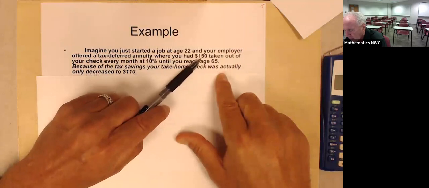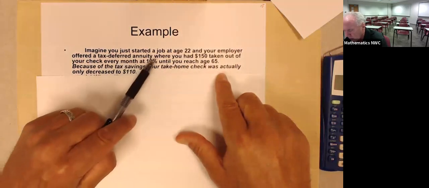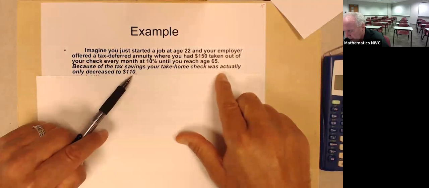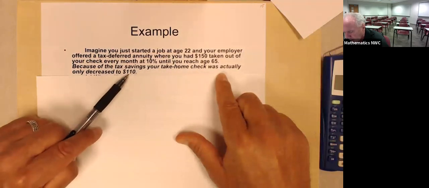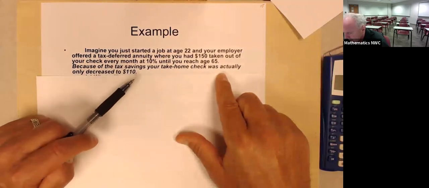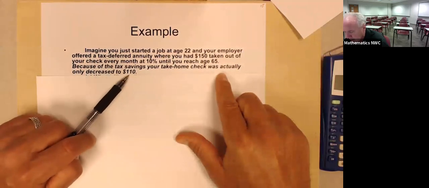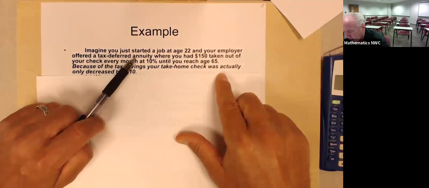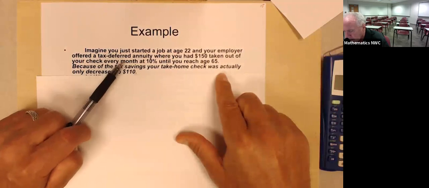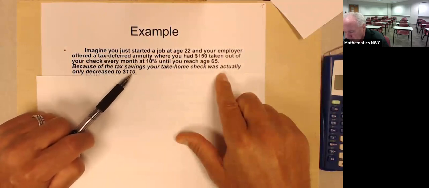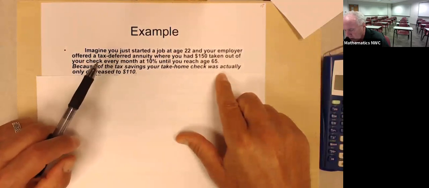But yet, because it was tax deferred, you're not going to be putting $110 in every month. You're going to be putting in $150 every month. It actually only meant that your paycheck reduced to $110 because the extra $40 was going to go to the government. The government knows they're not getting that $40, but that's how much they want you to start investing for your retirement. They're giving you a break here, tax deferred, so that they're encouraging you, making it financially even better for you to start working toward an annuity.